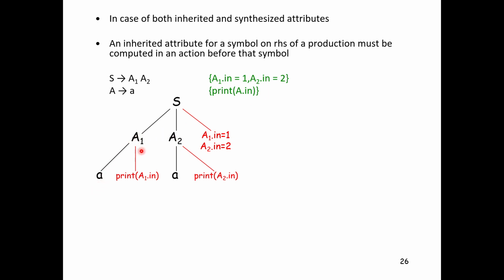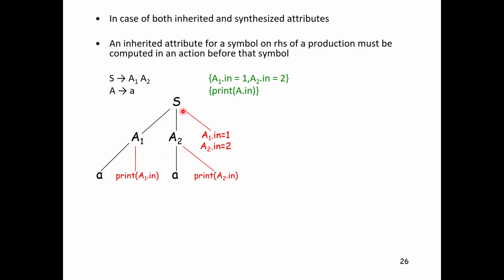We have drawn the parse tree for a a. So S gives A1 A2, A1 is expanded to a, A2 is expanded to a. Then A gives a, where the rule is print A.in. Then again A gives a, so this is to distinguish between both A's. Again the rule A2.in. Then A1.in, A2.in. That is the order in which we can provide the rules in the parse tree.